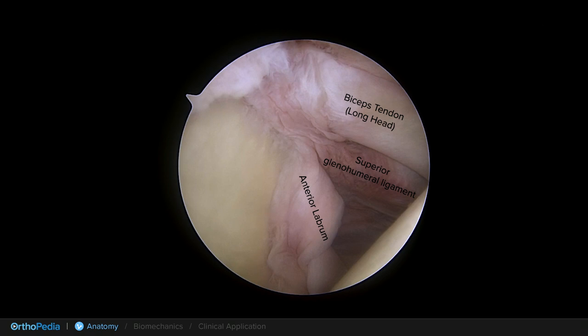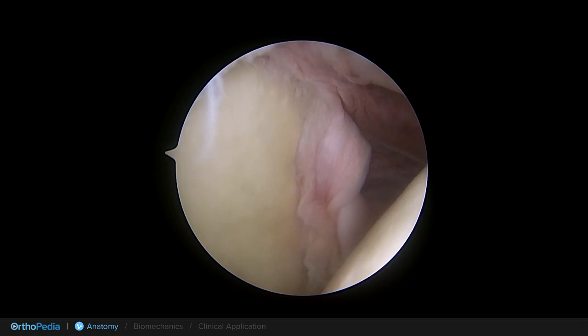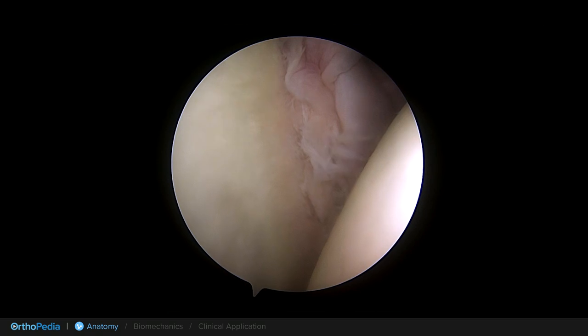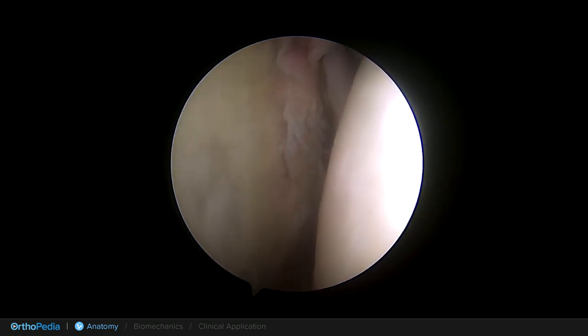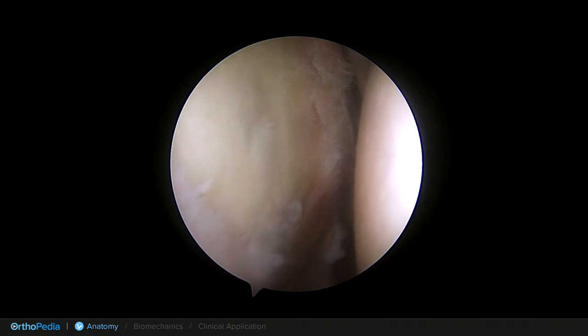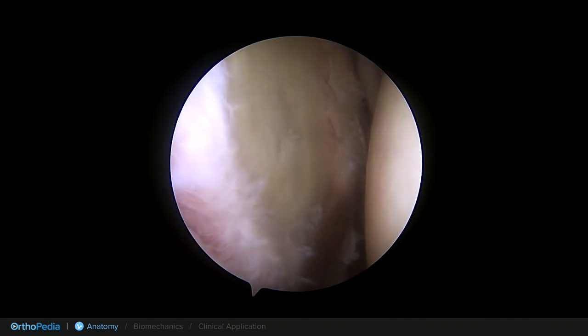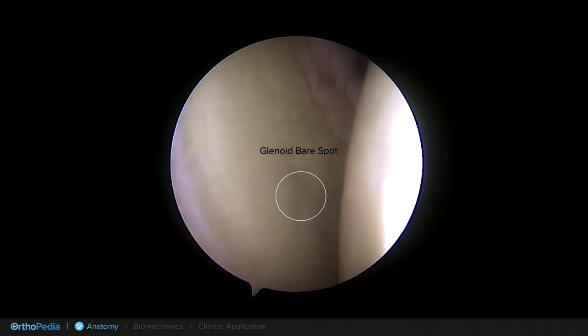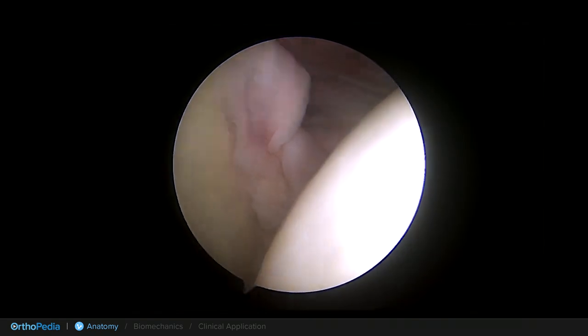superior glenohumeral ligament medially. As we begin to drive the camera inferiorly, the entire inferior labrum comes into view as the humeral head is distracted away from the glenoid. The posterior labrum also comes into view. Additionally, the glenoid bare spot is visualized here. This is a normal variant indicating the central articulating surface for the humeral head.